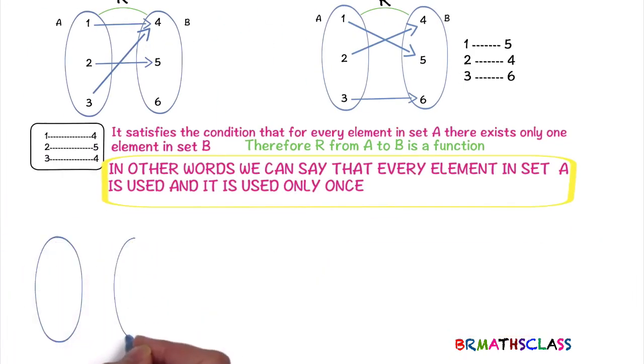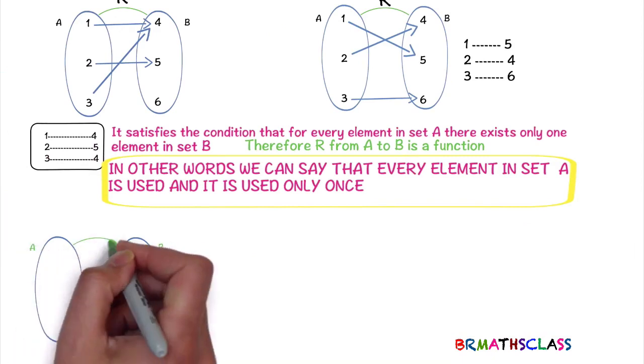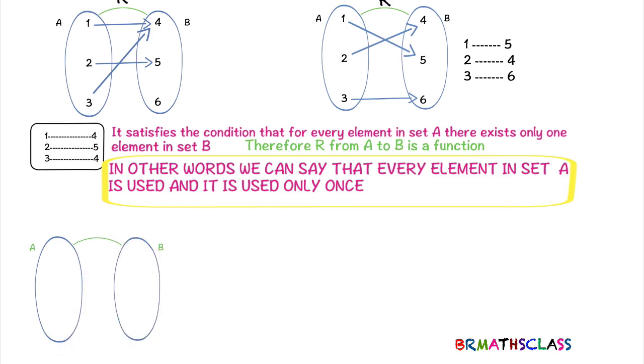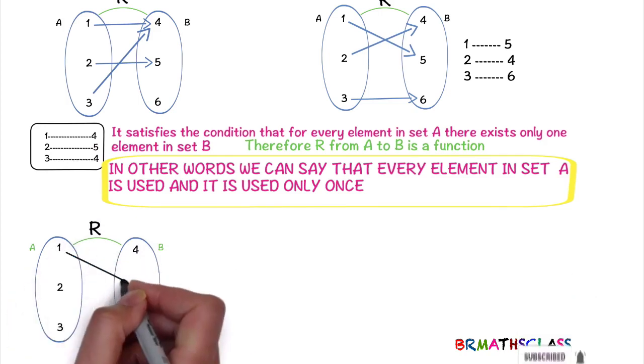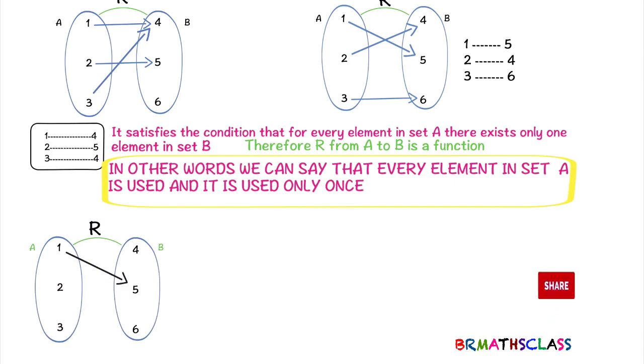Now we will try to understand the definition of function with one more example. Now I'll consider a relation R from A to B. You observe this relation. For every element in set A, does there exist a unique element in set B or not? 1 is related to 5. 1 is related to 4. 2 is related to 6. 3 is related to 6.